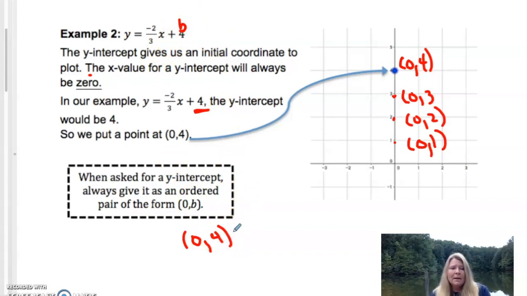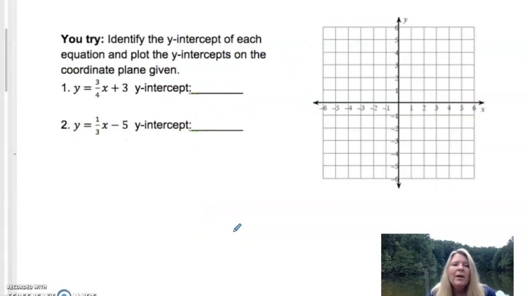Now, let's go on to the next slide. If you'll take just a few minutes, on each one of these, just identify the y-intercept and plot them on the coordinate plane to the side. I'm going to pause while you do that, and make sure you check and make sure you do those correctly.